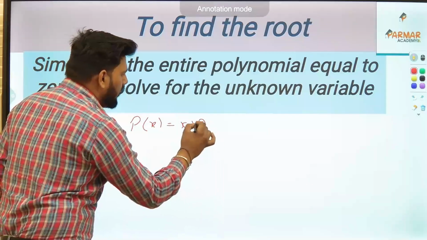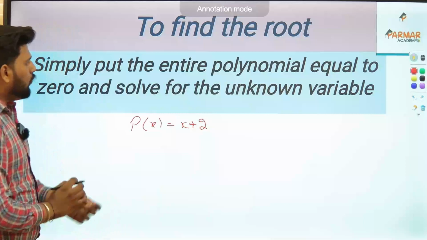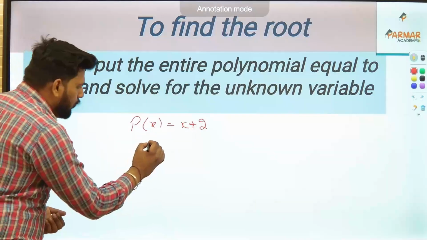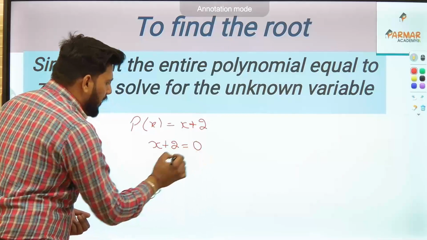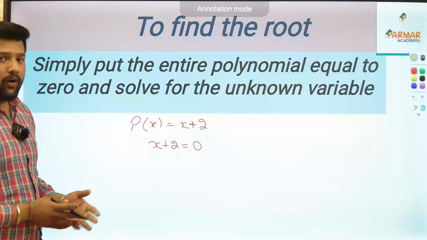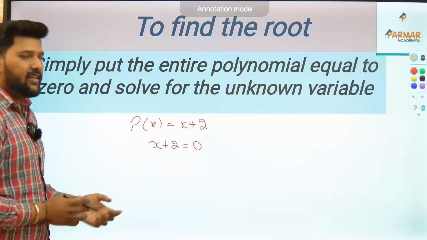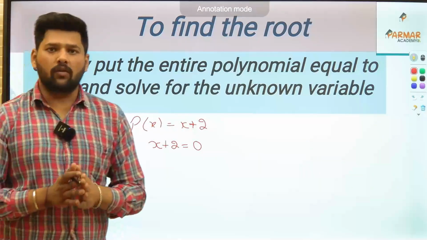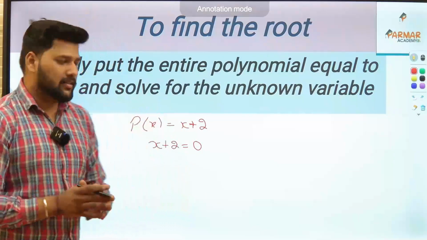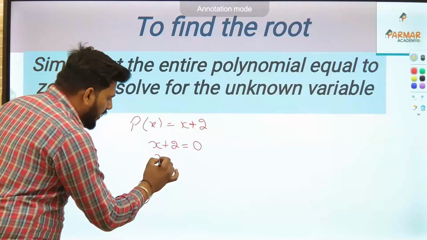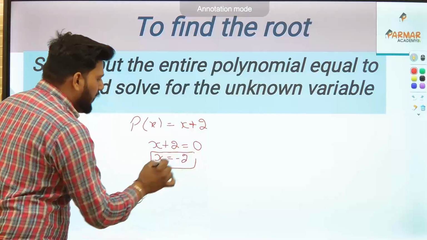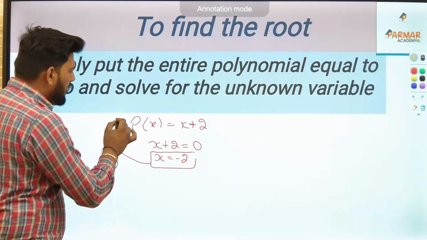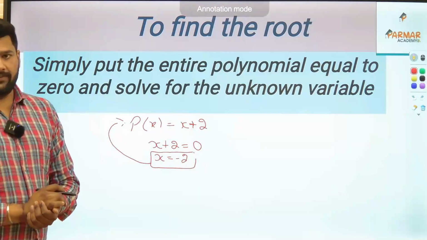We have to find the root for this polynomial. We have to follow this step: put the entire polynomial equal to 0 and solve for the unknown variable. And what is the unknown variable here? That is x. That means we have to solve this expression for x. Now on solving, I will get x is equal to minus 2. So that means minus 2 is the root of this polynomial.